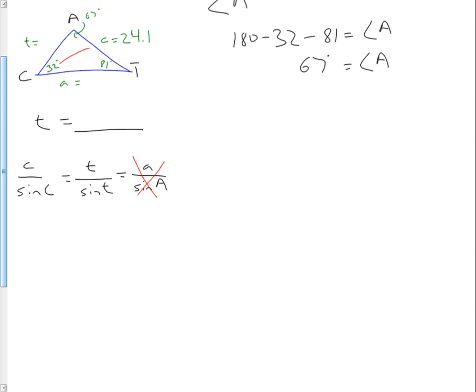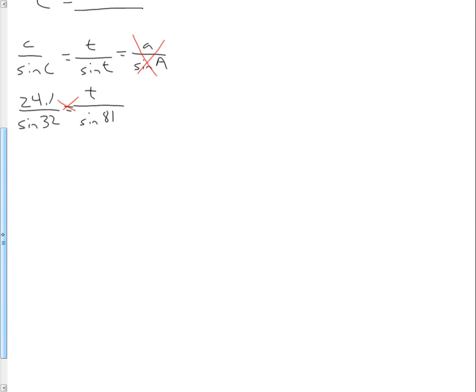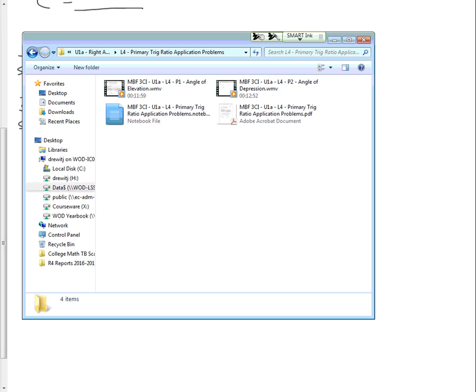We're going to substitute in the values that we do know. We know that the value of C is 24.1. We know that the angle for C is 32 degrees, so we can put in sine 32. We don't know the length of t, so we'll just leave that as t. We do, however, know the angle for t, which is 81 degrees. Okay, and now it's just a straight proportionality statement. So we're going to solve for the unknown value. In this case, we don't know what t is, so we're going to cross multiply. Cross multiplying is going to be our friend for the course of this unit.